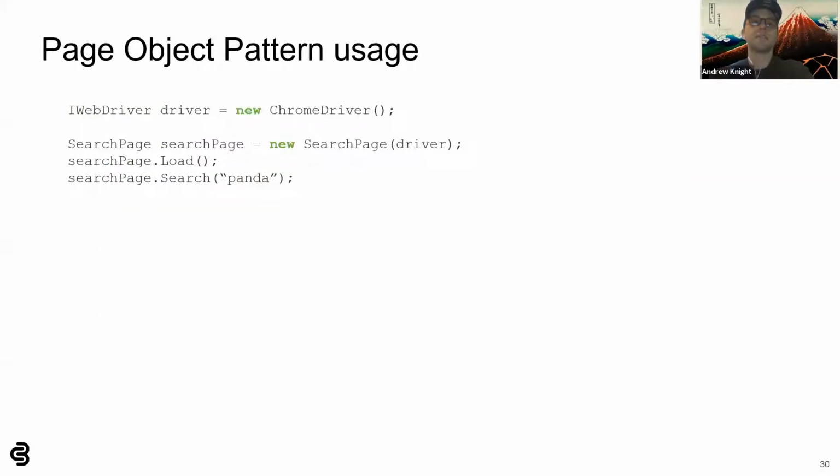The original test steps can be rewritten using this new search page class. Notice how much cleaner this new code looks. You create this page object for the search page, you load it, and then you perform search for your desired phrase.